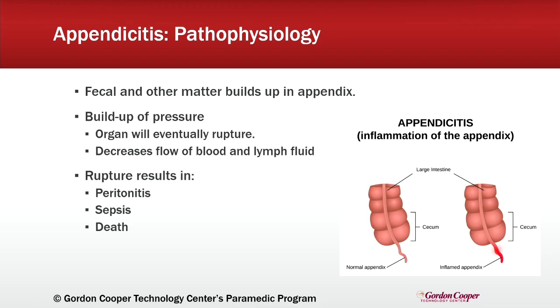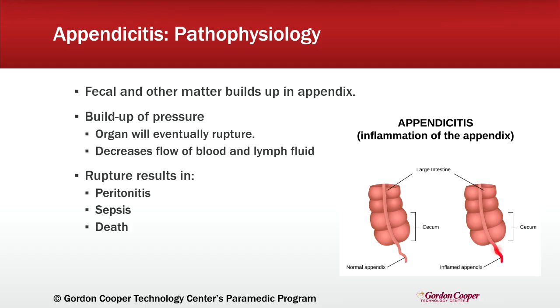Appendicitis typically happens when fecal matter or other debris blocks the entrance of the appendix, causing pressure to build up. If untreated, this pressure can cause the appendix to rupture, leading to peritonitis, and then sepsis, and then ultimately death, especially in adults. So make sure that this is treated well.